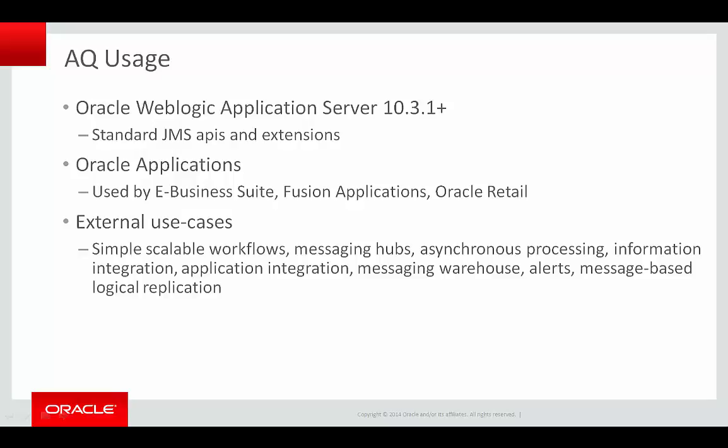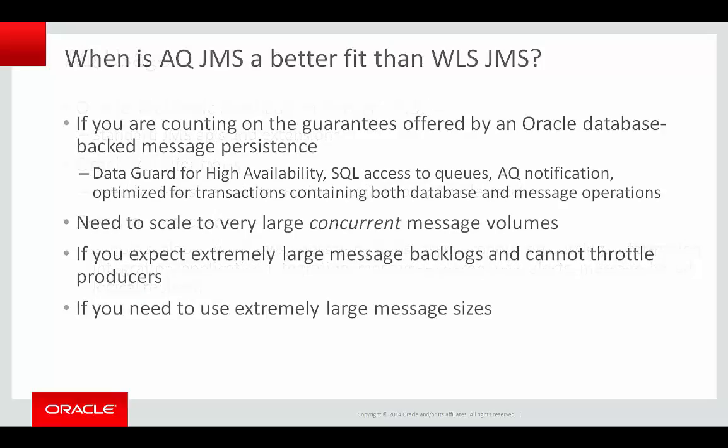Externally, AQ is used by many customers for all sorts of use cases. Here are some of them listed here: workflow type stuff, asynchronous processing, application integration, message-based logical replication, and many other use cases. Oracle has multiple JMS implementations. So when is AQ JMS a better fit than, let's say, WLS JMS or other JMS implementations?